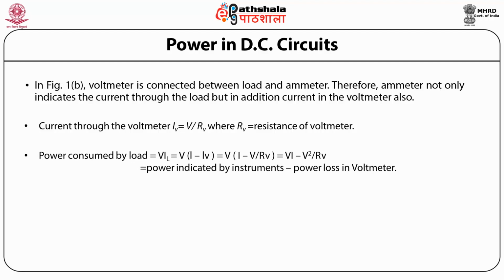The power consumed by load is given by V multiplied by IL, which is given by V multiplied by (I minus IV). We can write this as V multiplied by I(1 minus V by RV), and the final equation becomes VI minus V square by RV. Thus, the power consumed by load is given by power indicated by instruments minus power loss in voltmeter.